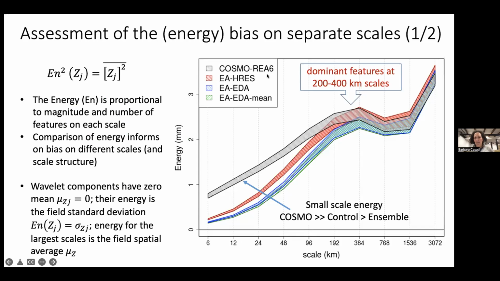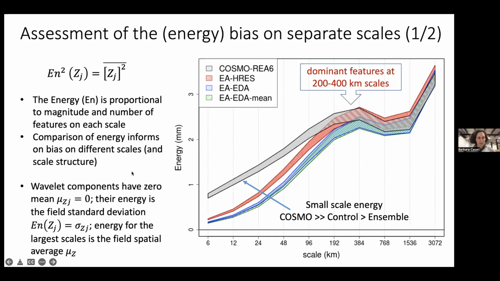So the COSMO-REA6 has much more energy on smaller scales because it has much more small-scale detail compared to the ERA5 products. And here you can see that all the products have as dominant features precipitation features around 200 to 400 kilometers.